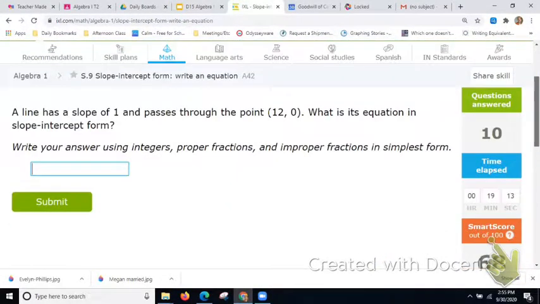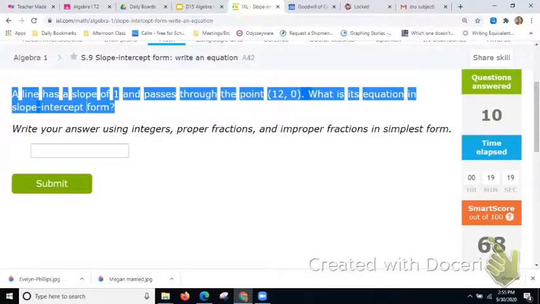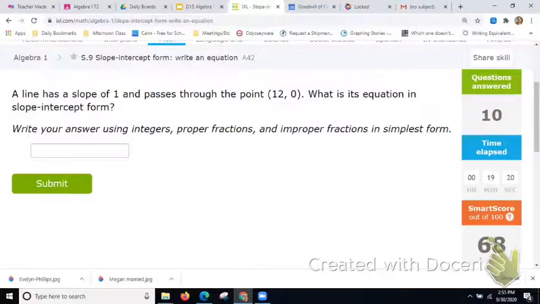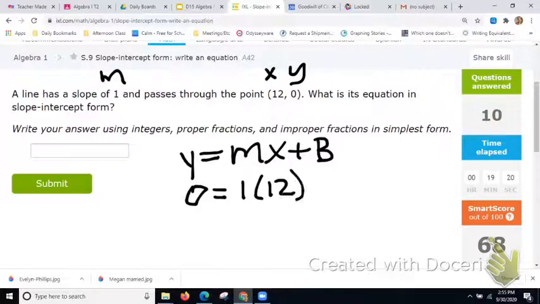It's the ones that say passes through a point. Ooh, hello. Passes through a point instead of just giving me the b. That's when we're going to have more work to do, because I don't know b. This is an x and a y. This is m though. So 0 is equal to 1 times 12 plus something.